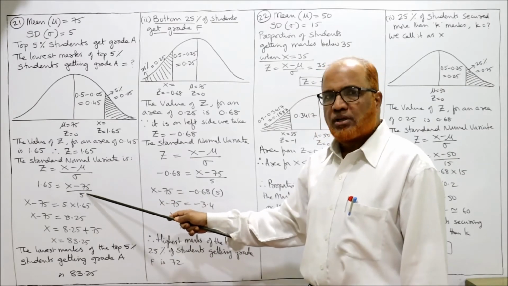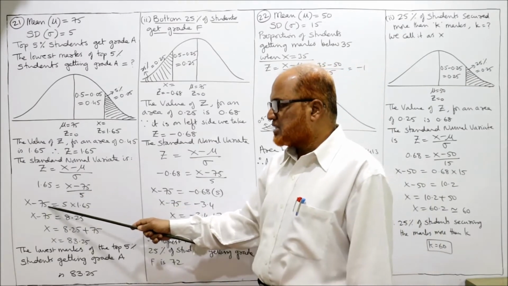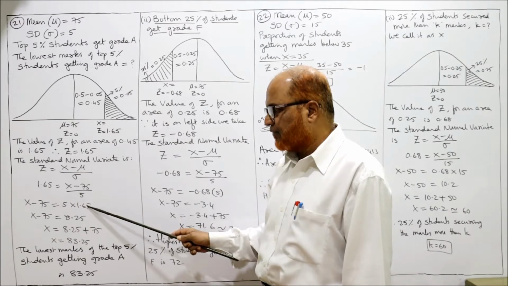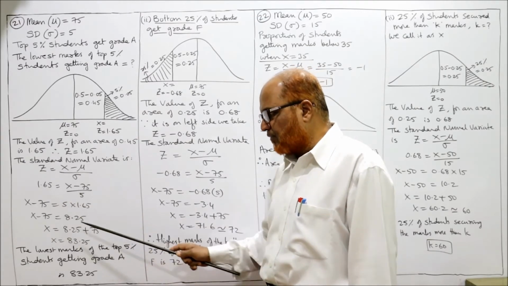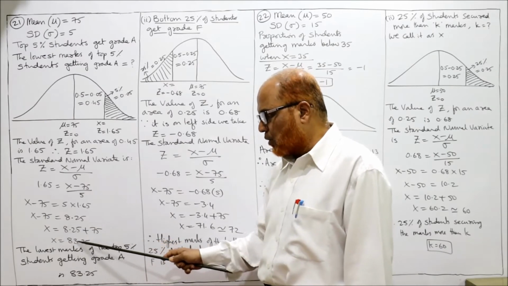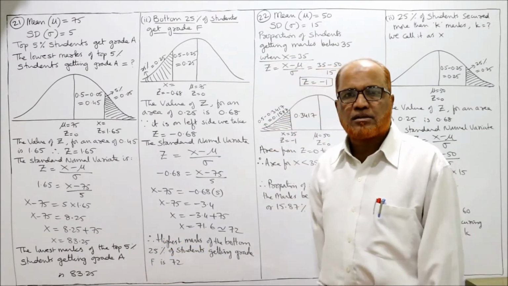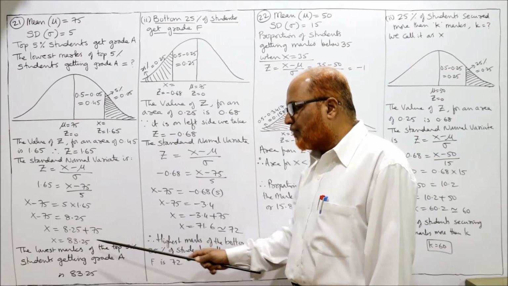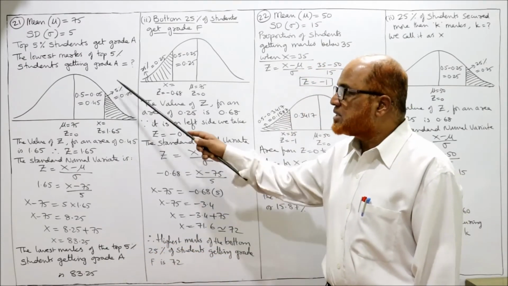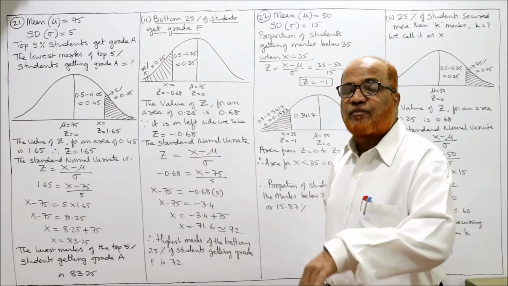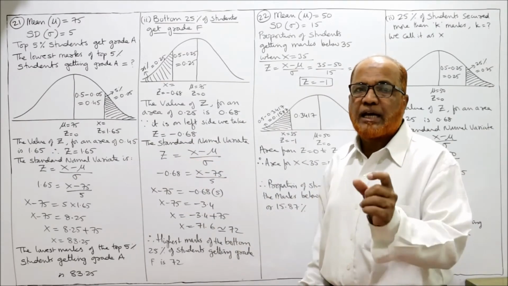Substitute all the values. Now cross multiply. x minus 75 is equal to 1.65 into 5, which is 8.25. Bring this 75 to the RHS: minus 75 will become plus 75. So x is equal to 83.25. That's it. The lowest mark of the top 5% of students getting grade A is 83.25.